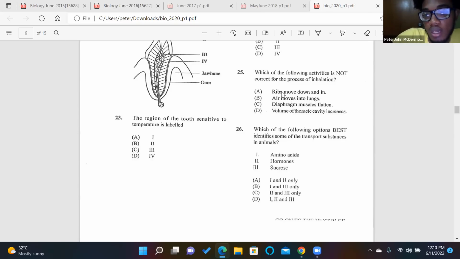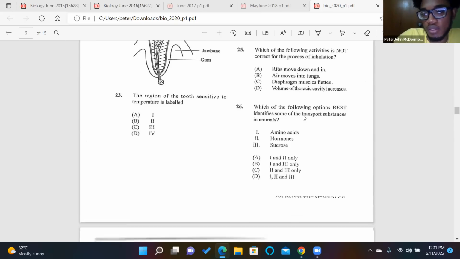Right. Is this one correct? Ribs move down and in. Wouldn't it move upward and outward because you have to increase the size of the thoracic cavity? So instead of thinking about the diaphragm, which is a muscle, which I don't know if you necessarily know about, maybe think about the ribs down and in. That's decreasing the size of the thoracic cavity, right? Yeah. So I would probably go with A.